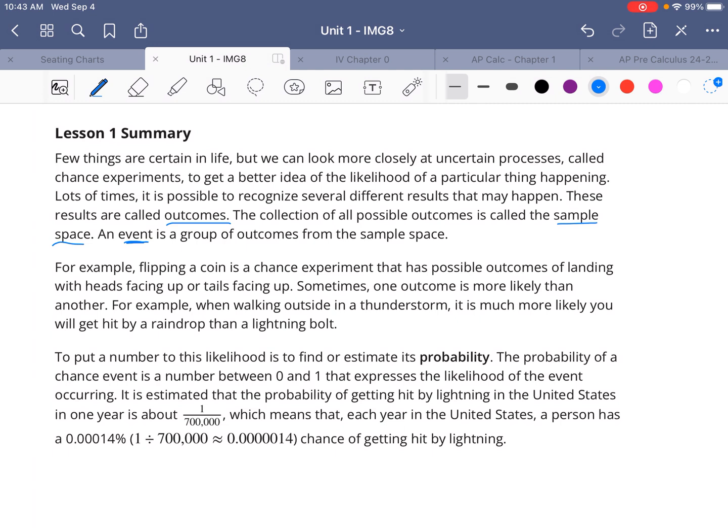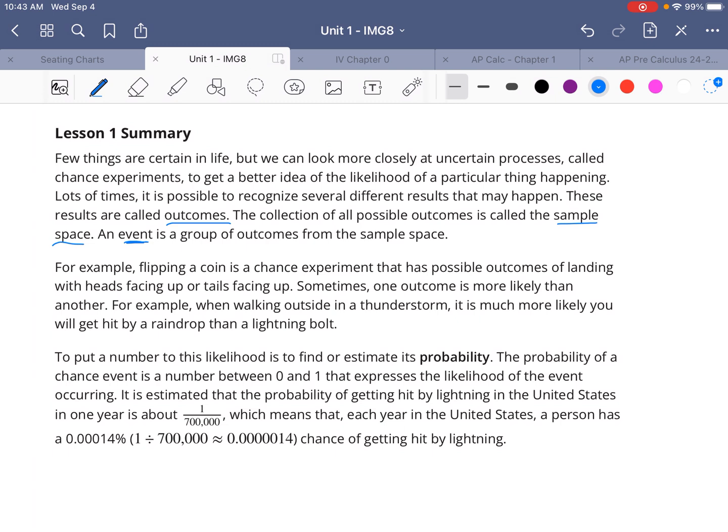So we have outcomes, the collection of all possible outcomes is the sample space, and a group of outcomes from the sample space is called an event. For example, flipping a coin is a chance experiment that has possible outcomes of landing with heads facing up or tails facing up. That's what we would call the sample space, heads or tails.